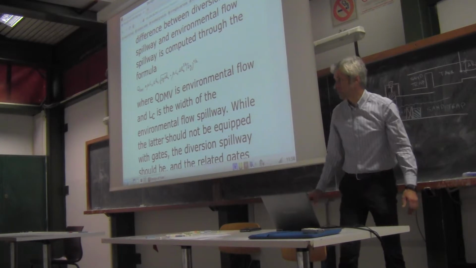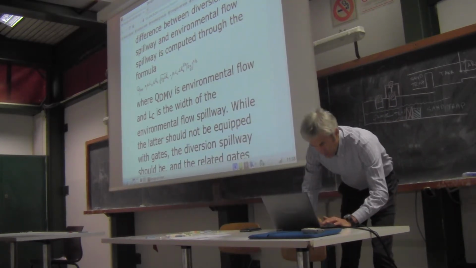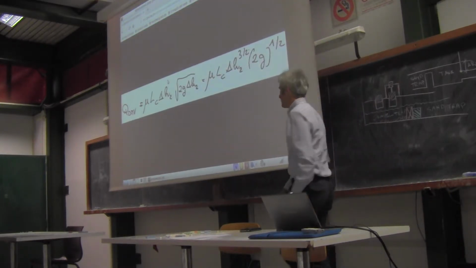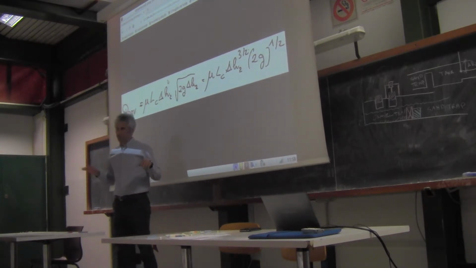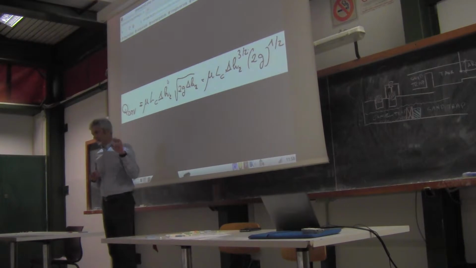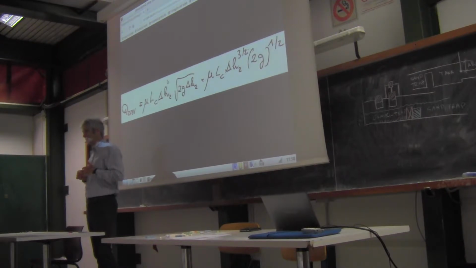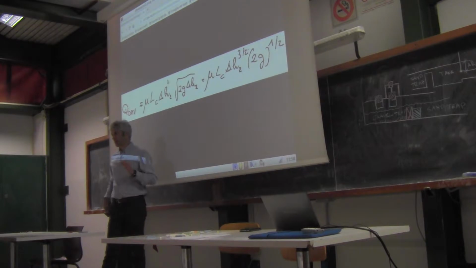Okay, so let's look at this equation. It's not easy, but I can do this. Very good. Let's look at this equation. What is this equation? This equation, which you should learn by memory, is the formula for estimating the flow through a weir. And this is studied usually in fluid mechanics, and it can be demonstrated very easily by applying Bernoulli's theorem.